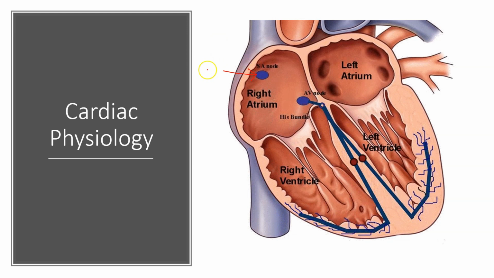The SA node fires at an intrinsic rate of 60 to 100 times a minute. Because it fires at an intrinsic rate of 60 to 100 times a minute, that's why we usually call normal rhythms a normal sinus rhythm. It falls within 60 to 100. Anything that is less than 60 becomes bradycardia. Anything that is greater than 100 is considered to be tachy, so it's going to be tachycardia.